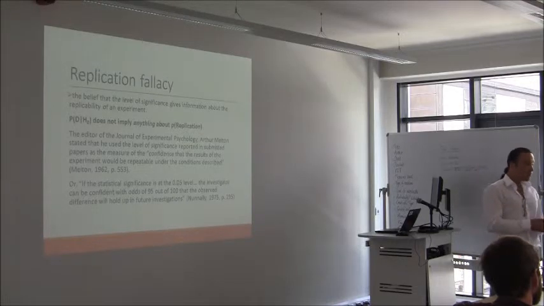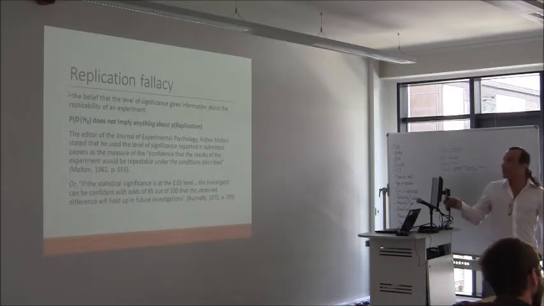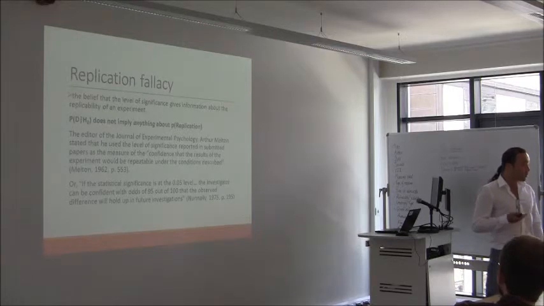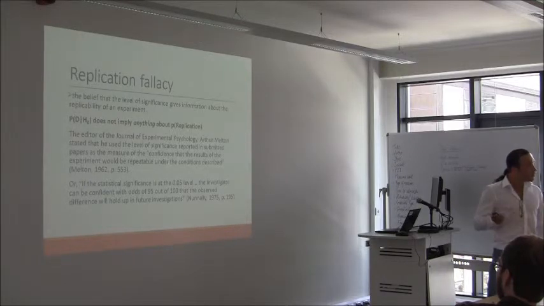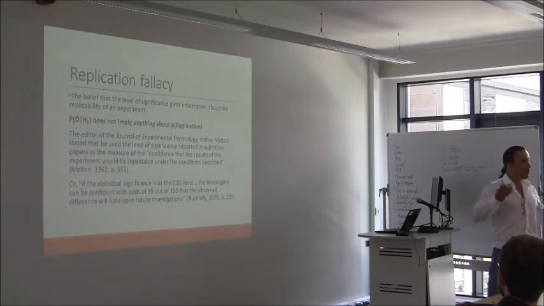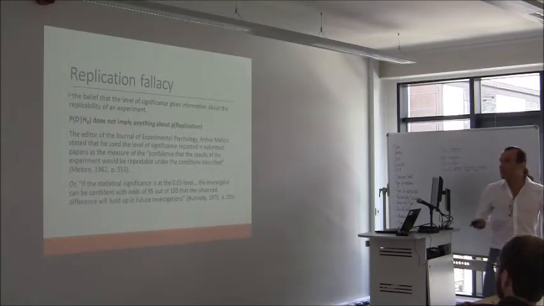And actually, I want to point out, the editor of the Journal of Experimental Psychology, which is one of the top journals, explicitly states that he uses the level of significance as a measure of confidence that the result of the experiment would be repeatable under the conditions described. And he published that. And he has been the chief editor for 13 years. So at the highest ranks in the psychology hierarchy, people actually fall prey to this fallacy.